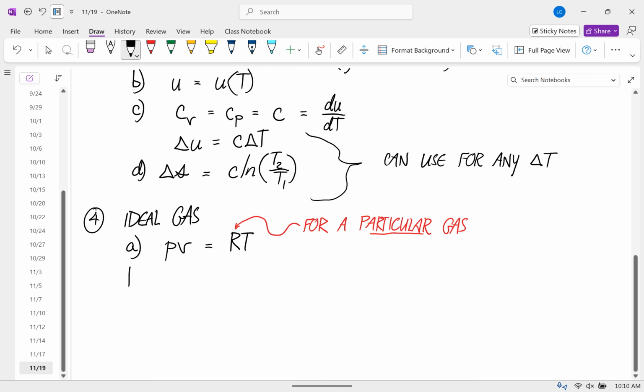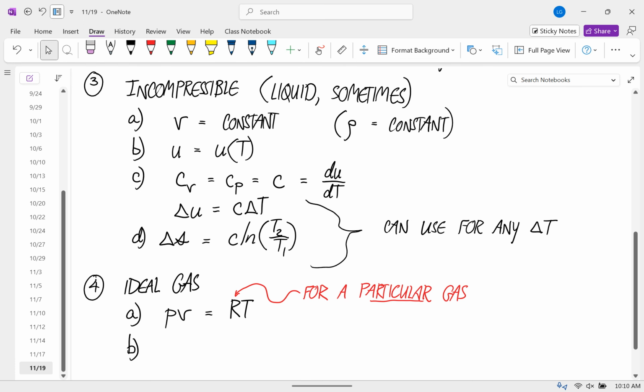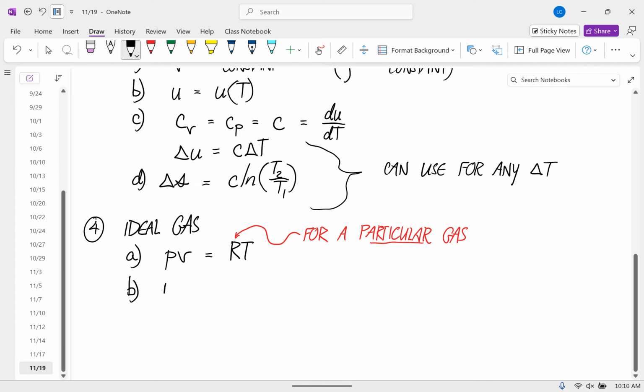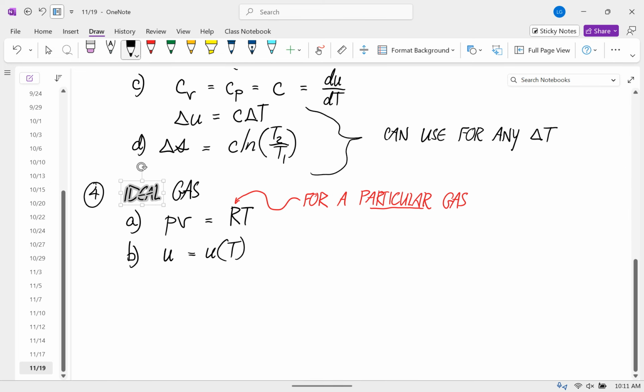Second, the same as the second one for incompressible materials, we assume that the specific internal energy is only a function of temperature. Third, enthalpy is only a function of temperature.